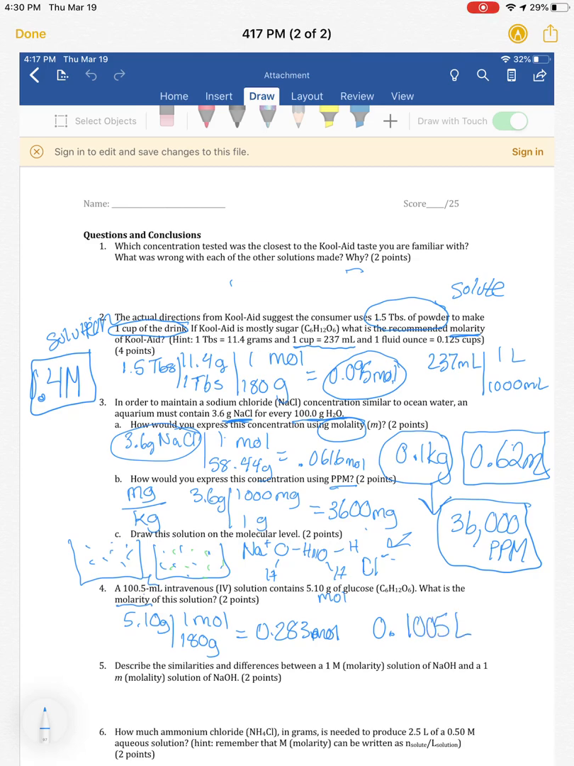0.1005 liters of my solution, because molarity is moles per liters of solution. And when I divide those two, I get 2.82 molarity.